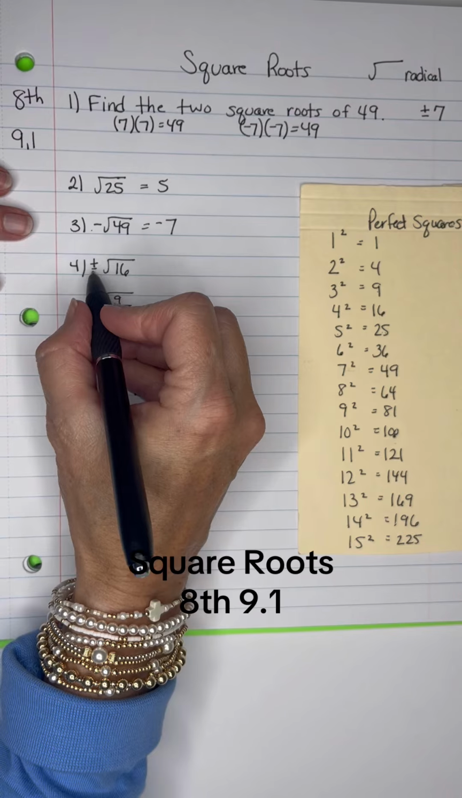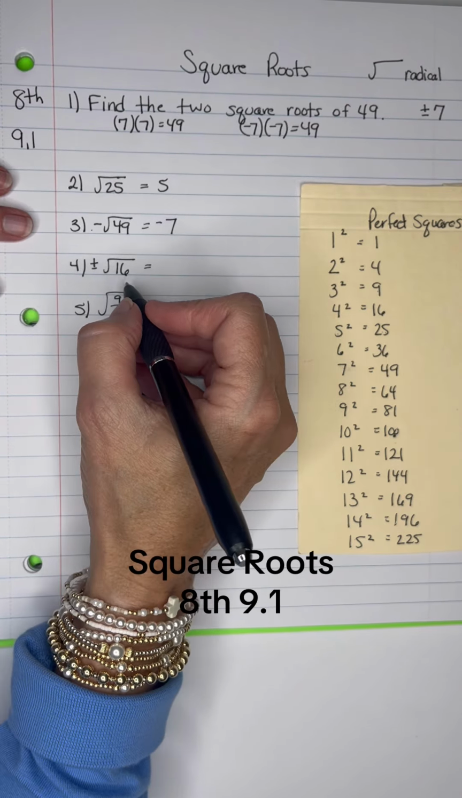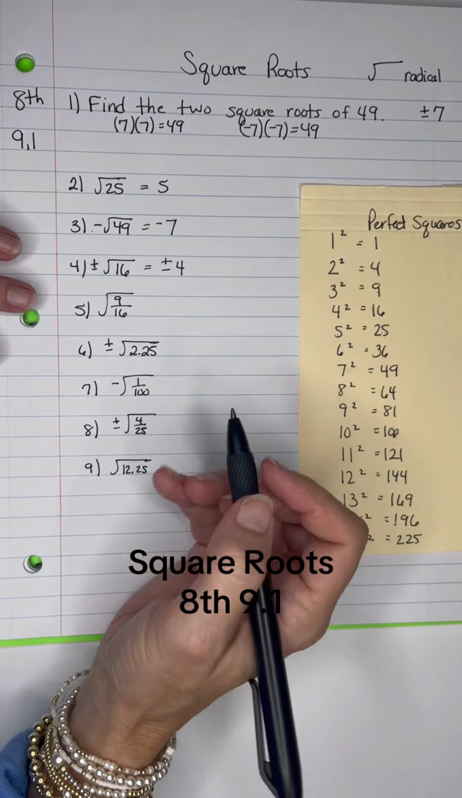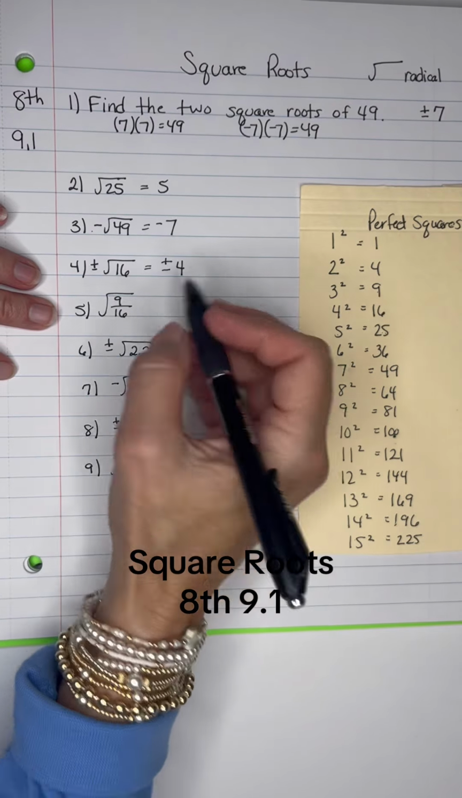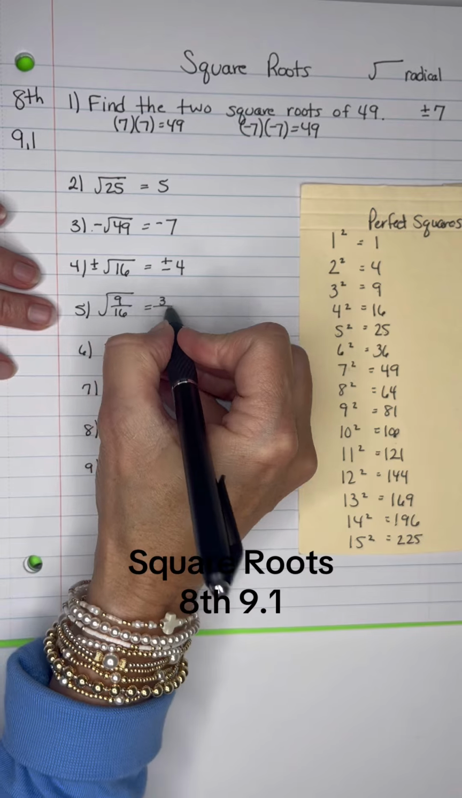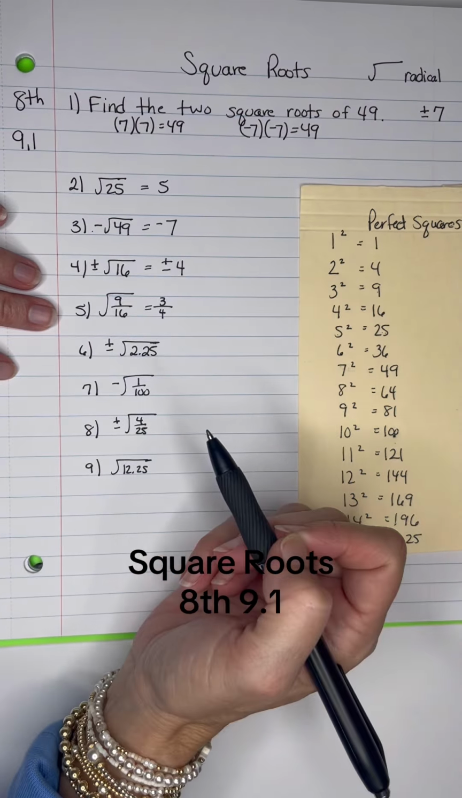This one has a positive and a negative in front of it. So what are the 2 answers? The square root of 16. What times itself is 16? That's positive and negative 4. Now, if you have a fraction and they're both perfect, well, you're taking the square root of each one of those. The square root of 9 is 3, and the square root of 16 is 4. So we're talking about 3/4 here.